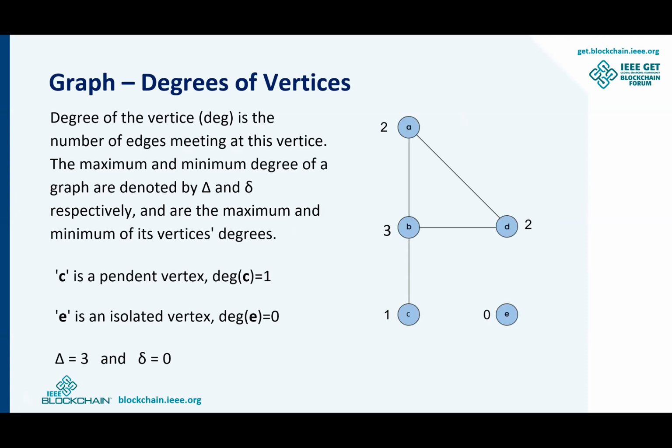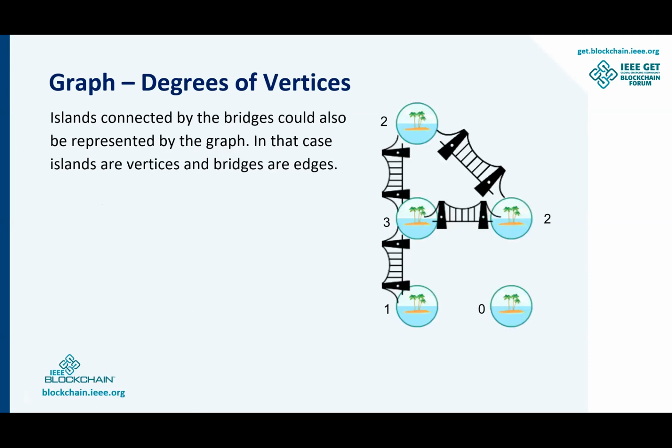In such graphs, degree defines the number of edges meeting in the vertex. If the degree of a vertex equals 1, then it is called a pendant vertex. If the degree of a vertex equals 0, then this vertex is called an isolated vertex. An example of such a graph could be a group of islands connected by bridges. Islands are vertices, and in that case, bridges are edges.